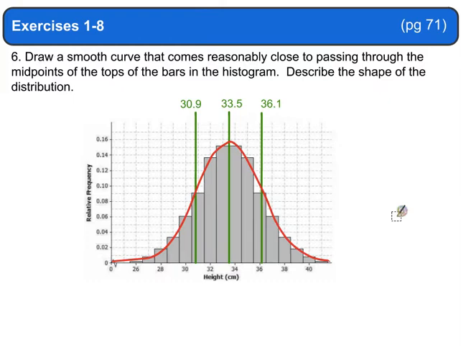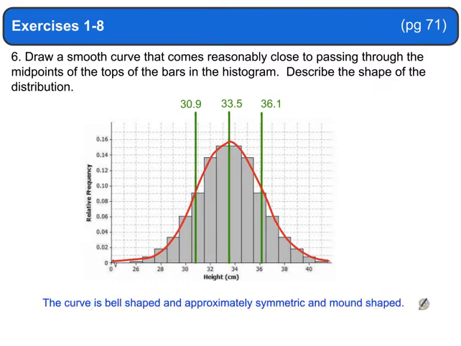So we would tend to have this curve right here. They ask us to describe the shape of the distribution. And so the curve is bell-shaped and is approximately symmetric and or mound shaped. You don't have to put all of that info. Symmetric would be good enough, or you could say that's what's called a normal curve. That would be the same definition in design.